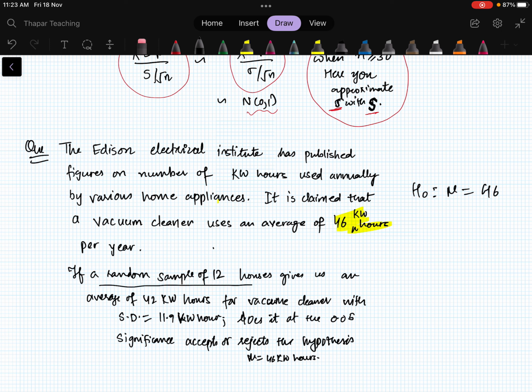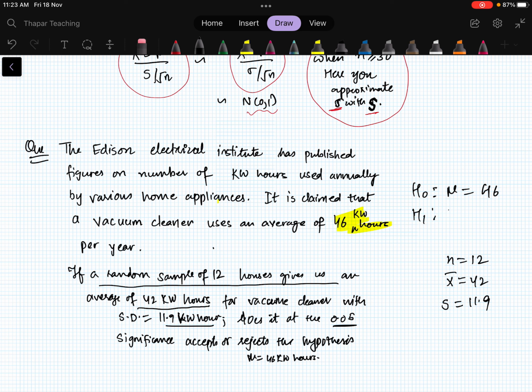If a random sample of 12 is chosen, so your n is 12, and an average of 42 kilowatt hours per year for vacuum cleaner with standard deviation is found. So you get x bar is 42 and s, this is a sample standard deviation, not the population standard deviation, 11.9. Does it, at a significance level of 0.05, accept or reject the hypothesis?